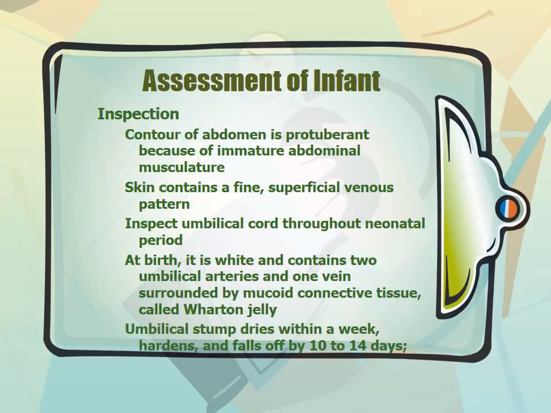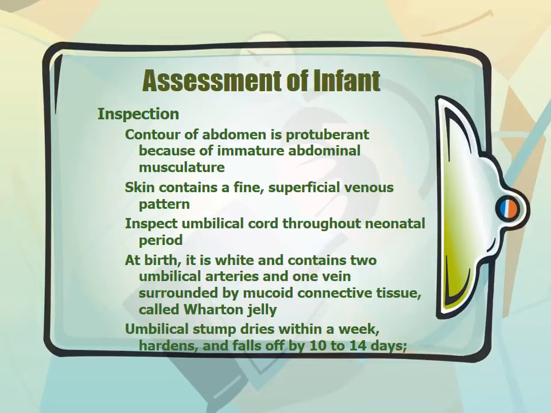How about when we are assessing an infant? When it comes to an infant, it's going to be a little bit trickier because their abdomen is more what we call protuberant. It's going to stick out. This is probably the only time in their life that having a protuberant belly is actually okay. And this is just because those abdominal muscles haven't fully developed yet.